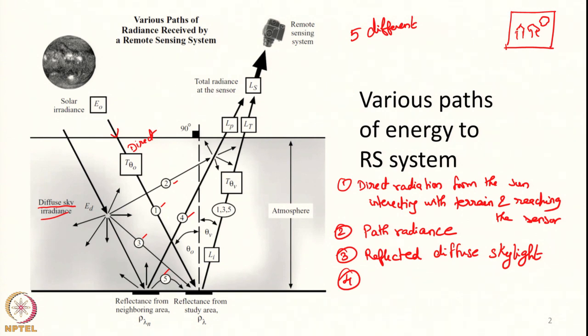If you are interested in collecting data about this particular building, how this looks, we may also collect data about the tree, we may also collect data about the pond, everything will interact because solar radiation will fall on it, everything will send energy back to the sensor. Same thing is depicted here as path 4. So, path 4, what we call as reflection from neighboring features.